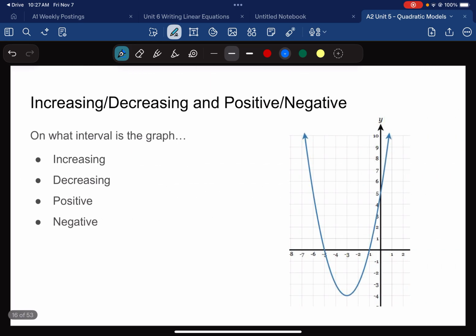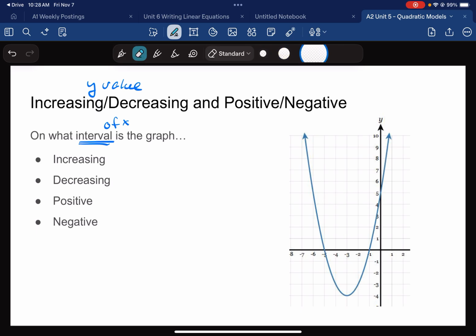Last thing is increasing, decreasing, and positive and negative. So when we say where is something increasing or decreasing, we're referring to the y values. But we want to know on what interval of x the graph is increasing or decreasing, or are the y values increasing or decreasing? So we're looking to answer this with an interval on the x-axis as to where the y values are increasing or decreasing, or where the y values are positive or negative, okay?